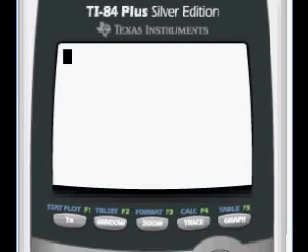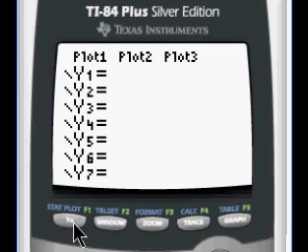The TI-83 and TI-84 Plus can also graph functions. They can graph lines or quadratic equations or trigonometric functions very easily. And this is done by hitting the Y= key. Let's begin with a linear equation.